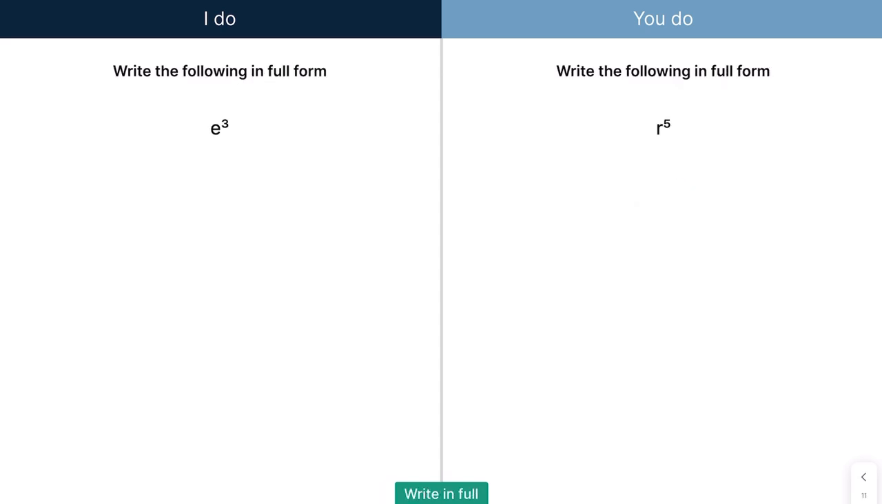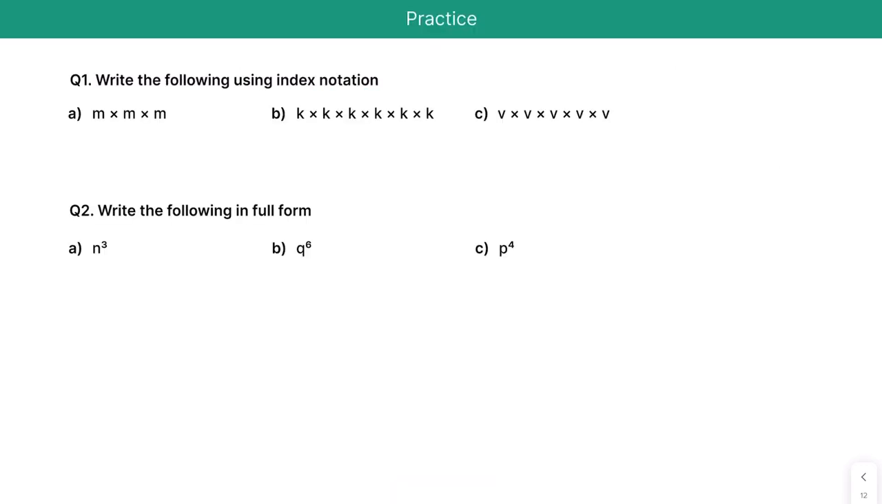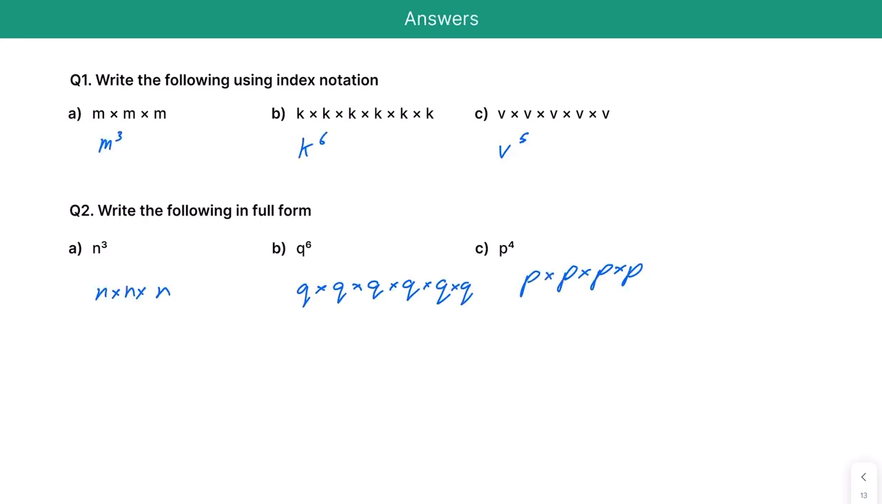This time around, we've been asked to write in full form. So in full form, this will become e times e times e times e. That number there just tells us how many times we're going to multiply e together. And again, hopefully you've pressed pause and had a go here. That's 5 lots then. So press pause and have a go at these questions. Here are the answers, mark your work.